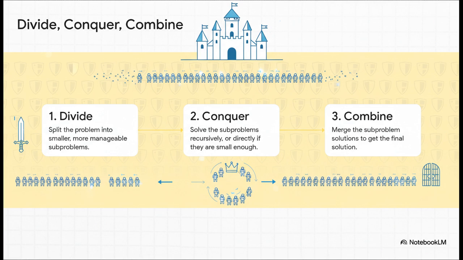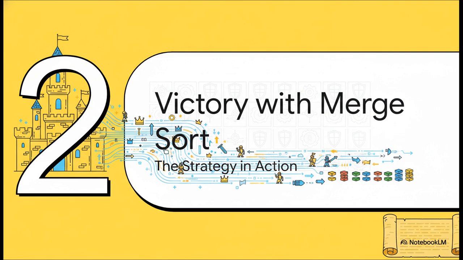And finally, step 3, combine. You merge those sorted groups back together. Divide, conquer, combine. That's the mantra. Okay, enough with the theory. Let's see this royal decree in action. We're going to use a classic algorithm that is the perfect example of this strategy. It's called merge sort. It's time to bring some order to this chaos.